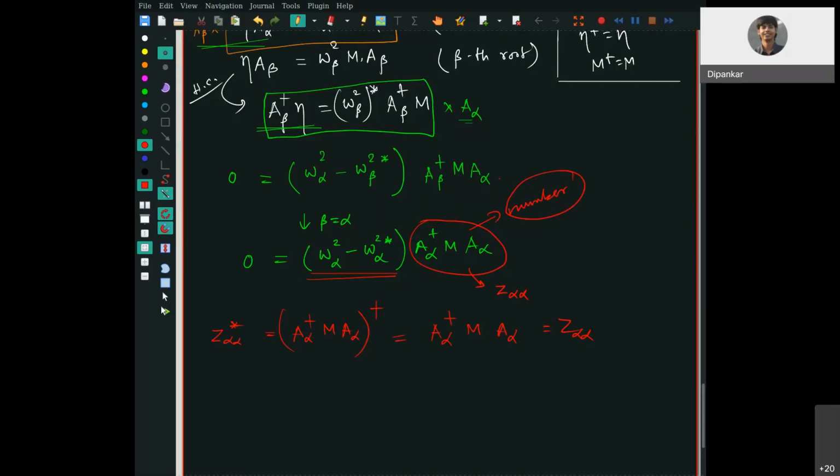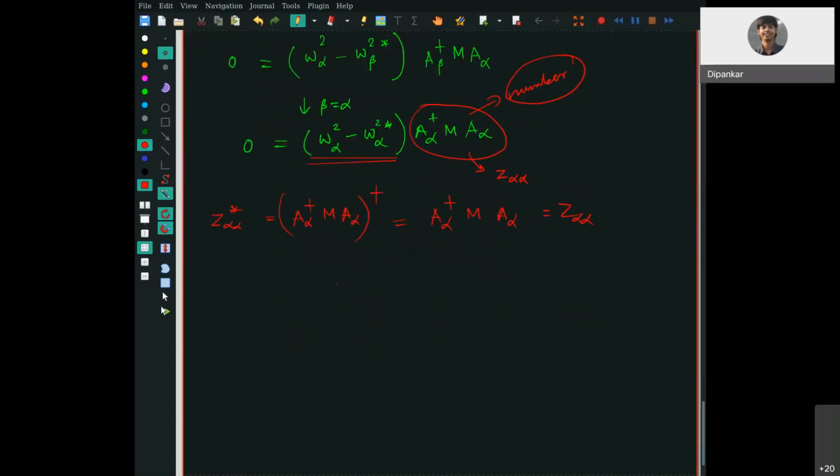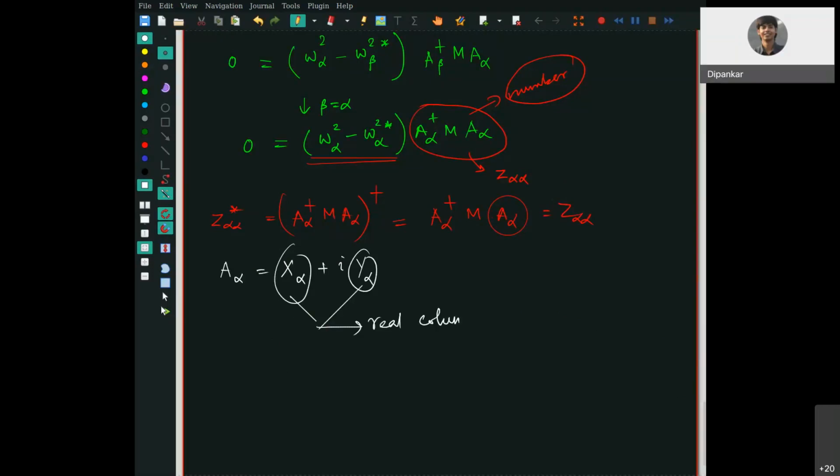Now, to further convince yourself that this Z alpha alpha is real, let us split it. I do not know if A alpha is real or not, so if I do not know anything about A alpha, I can write A alpha as X alpha plus i times Y alpha. Here X alpha and Y alpha are real column matrices.